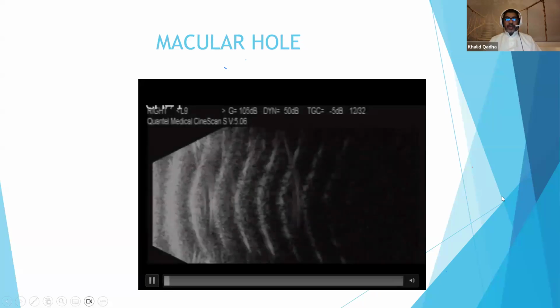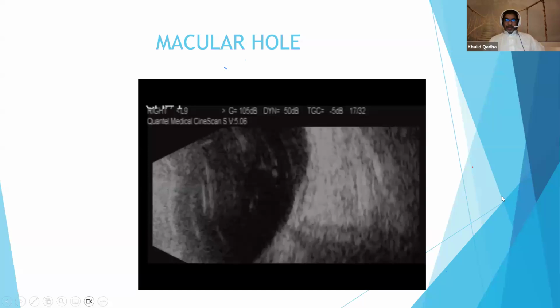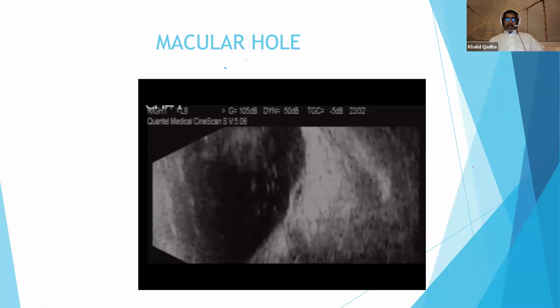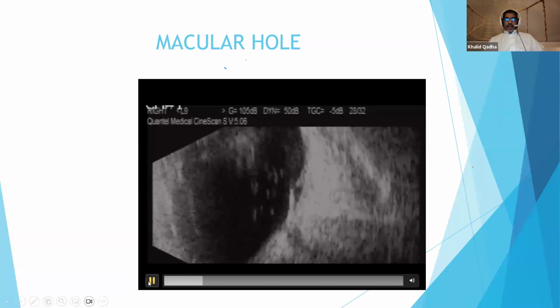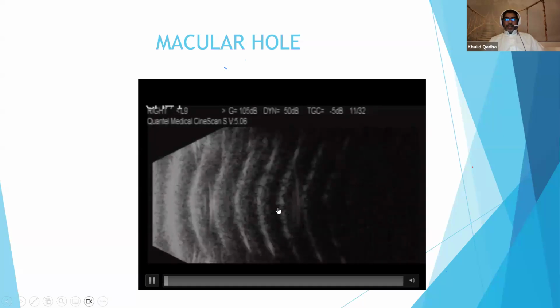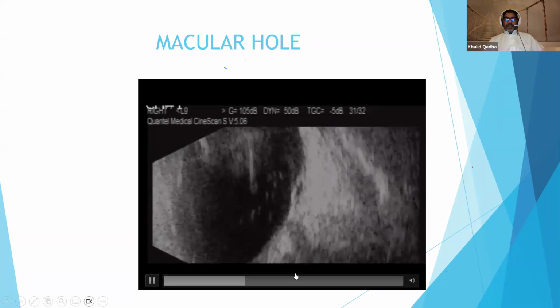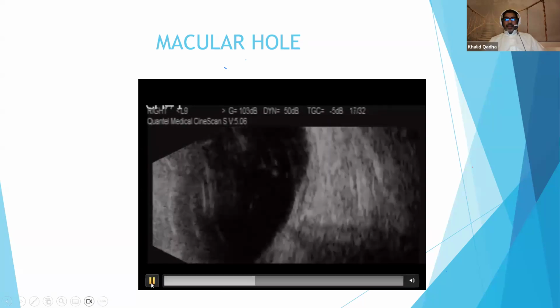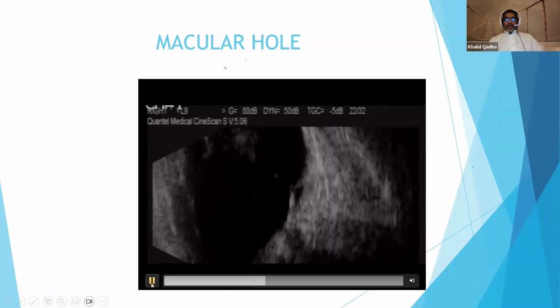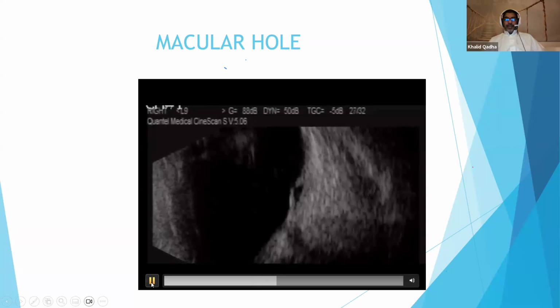This is a video about a macular hole. This is the macular area here. You can see the optic disc. This is the macula, and you can see the opening in this side. And this is with high gain. And then I will do also low gain after that. You can appreciate the opening or the macular hole, as you see here.